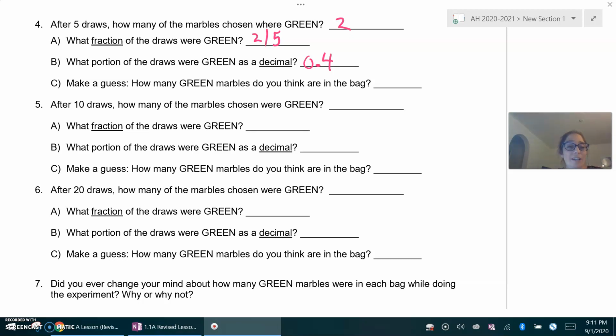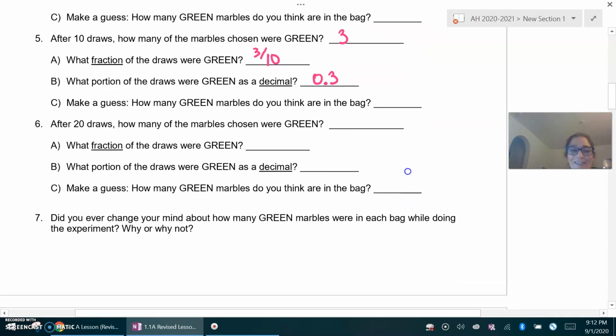Okay, well, we continued to have Chloe pull, and she redid the same thing with 10 draws. So for 10 draws, she ended up with 3 greens. So what fraction were green? That's going to give you 3 out of 10. What portions is that as a decimal? That's just going to be 0.3. And you can go ahead and take a guess as to how many greens you think are in that bag.